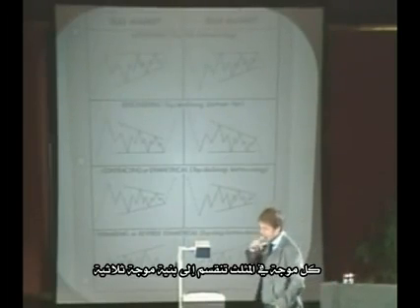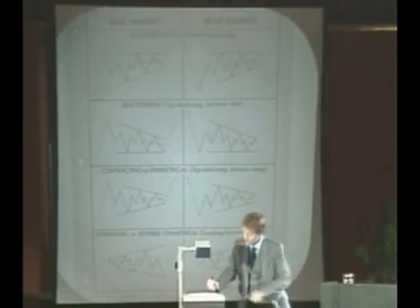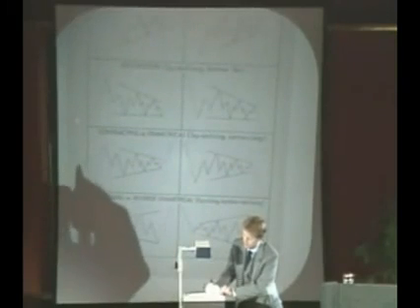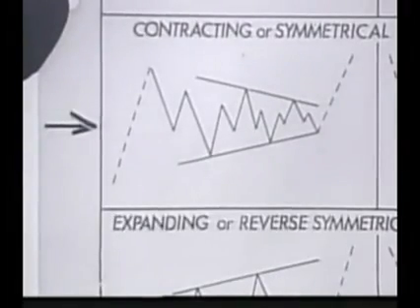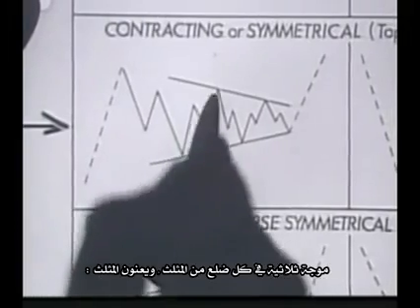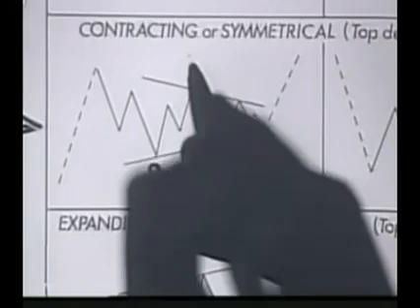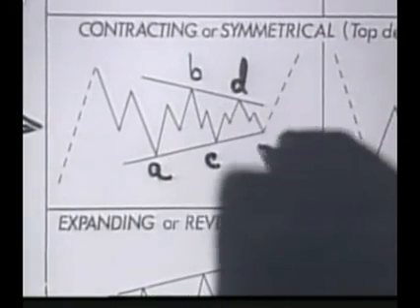Every wave in a triangle subdivides into a 3-wave structure. And let's take a look at contracting, since it's pretty much a prototype. 3 waves in each leg of the triangle. The triangle is labeled in that fashion.